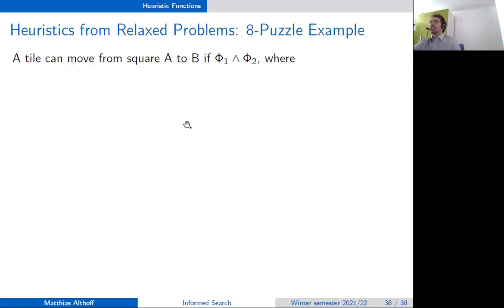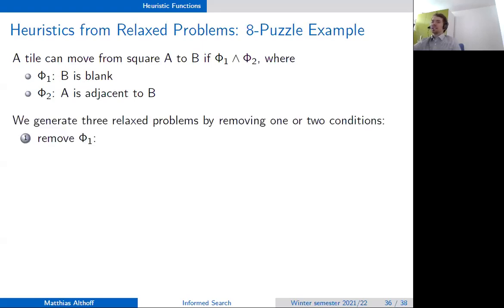So if you look at the 8 puzzle problem, you cannot just move from square A to B. You have to have 2 constraints fulfilled, right? Phi1 and Phi2, where Phi1 is the next position has to be blank, and Phi2 is the next position has to be an adjacent position. These are the 2 constraints. So now we can just remove constraints. So we can say, okay, let's remove Phi1, B is blank.